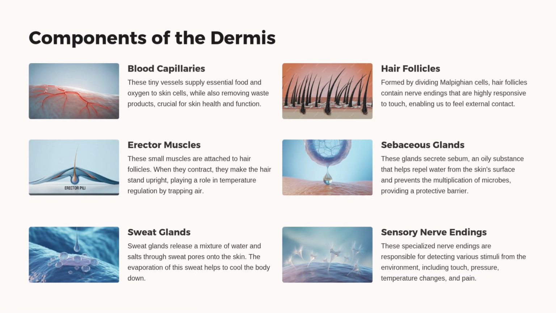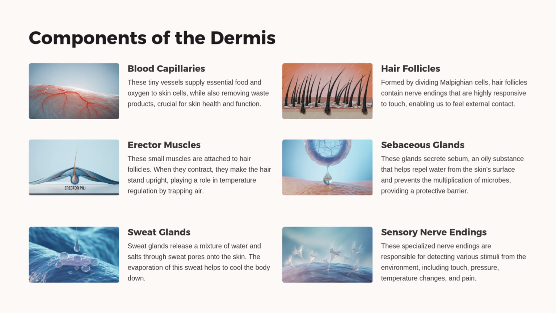Blood capillaries. These tiny vessels supply essential food and oxygen to skin cells, while also removing waste products, crucial for skin health and function. Hair follicles. Formed by dividing Malpighian cells, hair follicles contain nerve endings that are highly responsive to touch, enabling us to feel external contact.